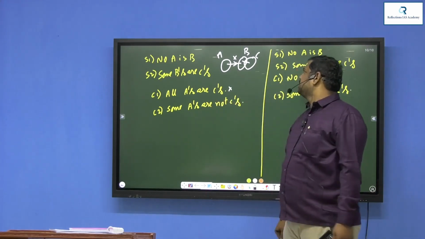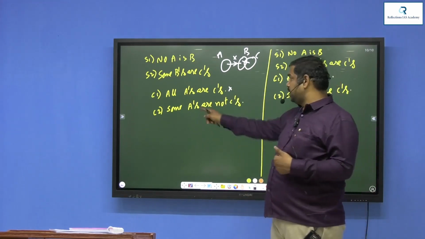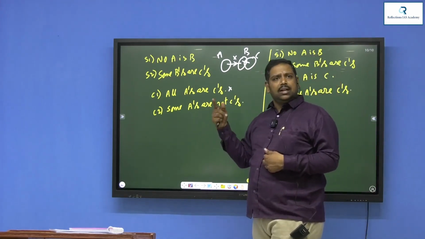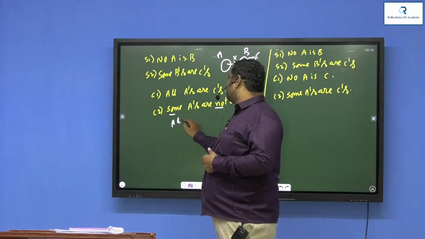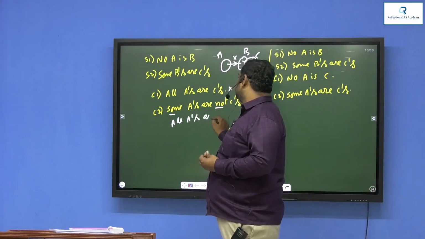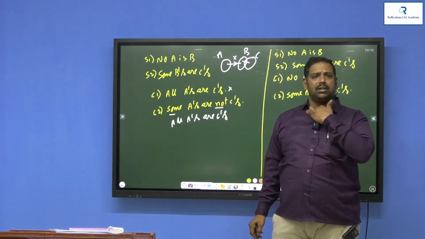Some A's are not B's. From the basic, it is happening. If it is happening, it is definite negative. So go with the negation of it. Negation of some not is all. Okay, all A's are C's. Now I have to check it as a definite one or a possibility one?